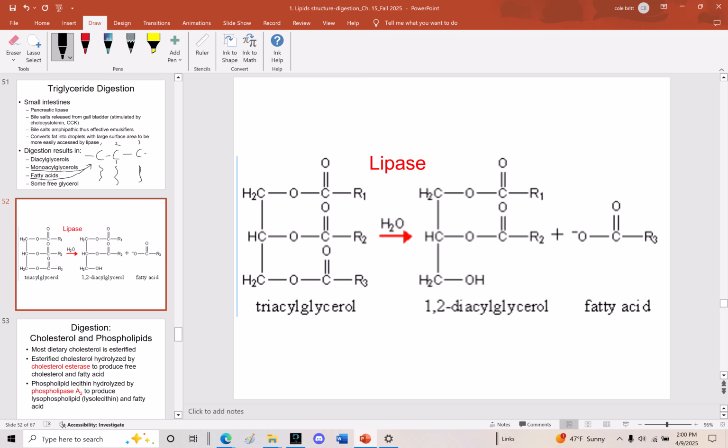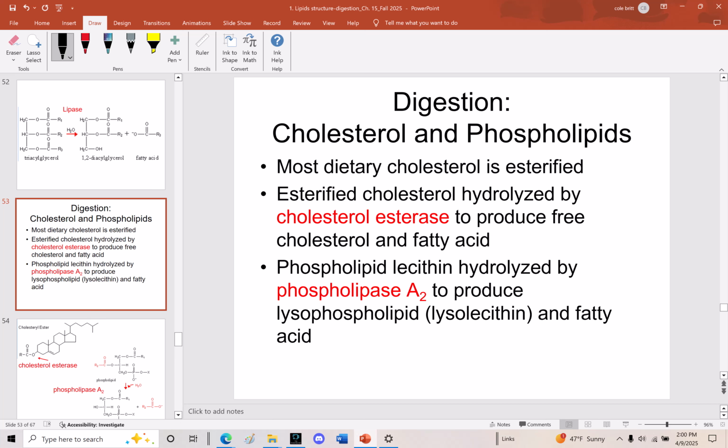All right, so that was triglycerides digested. The enzyme that digests them is a lipase. And again, there's lots of different lipases. We'll talk about more in later weeks. There's hormone-sensitive lipase, there's lipoprotein lipase. But all lipases do is attack the fatty acids and pull them off of the glycerol. That's what they do.